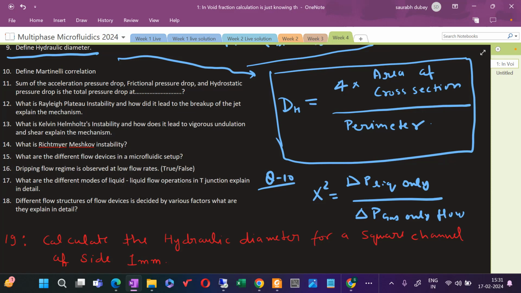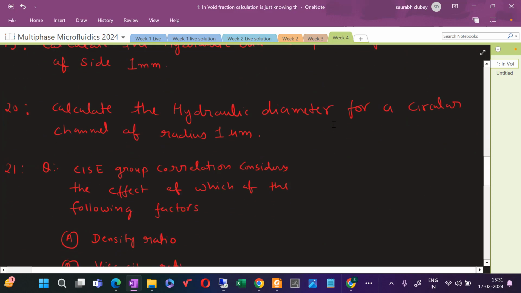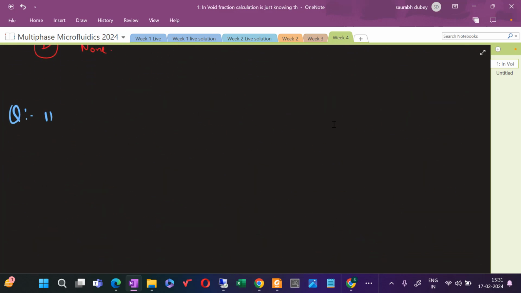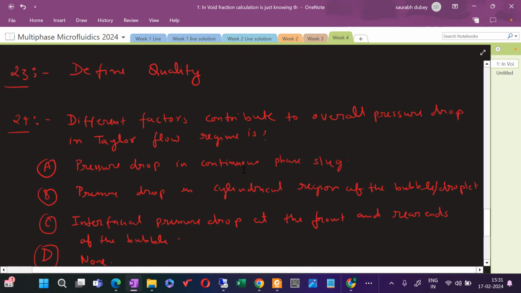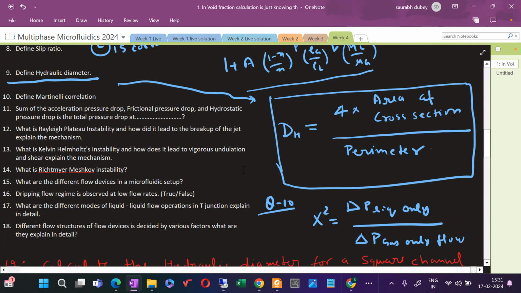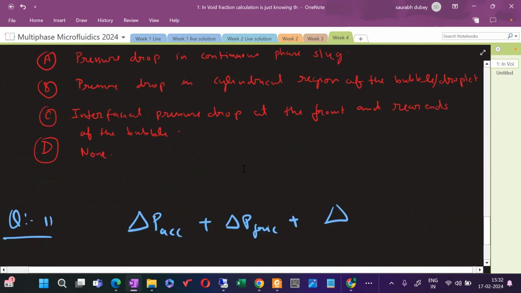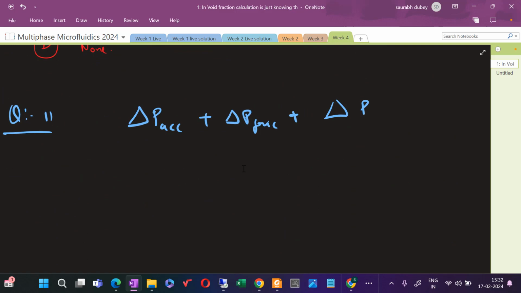Now, the sum of the acceleration pressure drop, frictional pressure drop. So question number 11. The sum of the acceleration pressure drop plus frictional pressure drop plus the other one that is given, the hydrostatic pressure drop, is the total pressure drop. Whether this statement is correct or not.